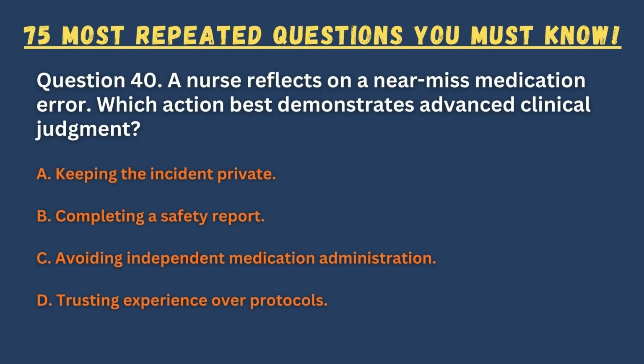Question 40. A nurse reflects on a near-miss medication error. Which action best demonstrates advanced clinical judgment? A. Keeping the incident private. B. Completing a safety report. C. Avoiding independent medication administration. D. Trusting experience over protocols.